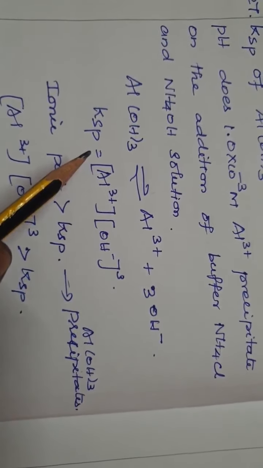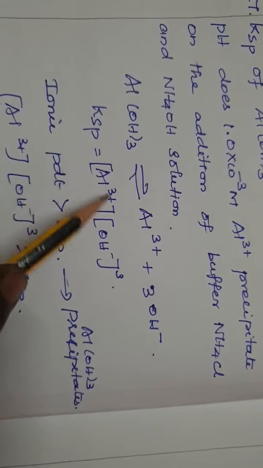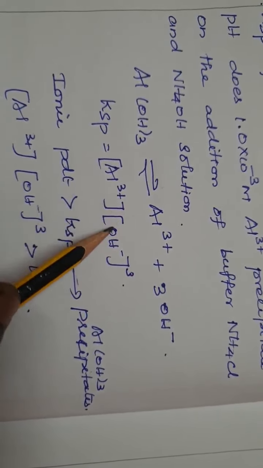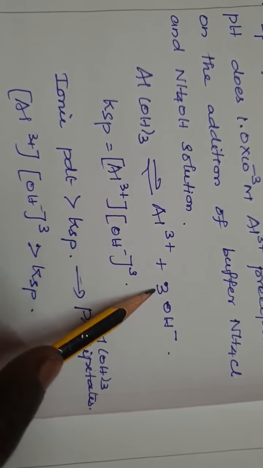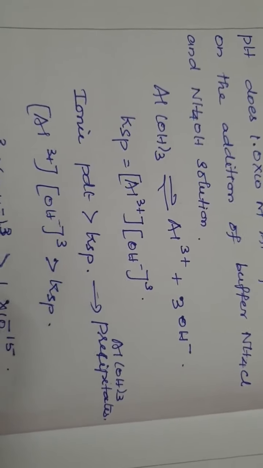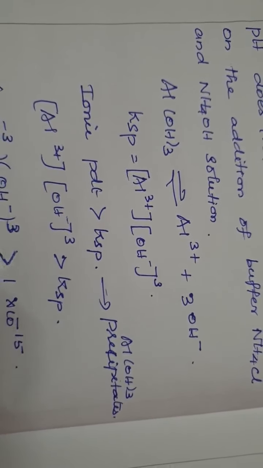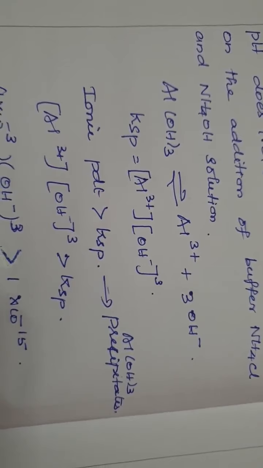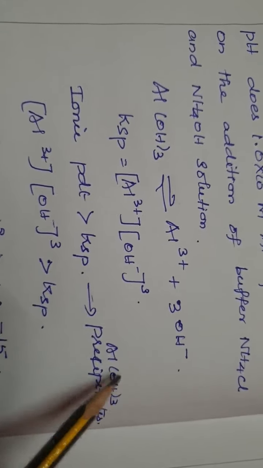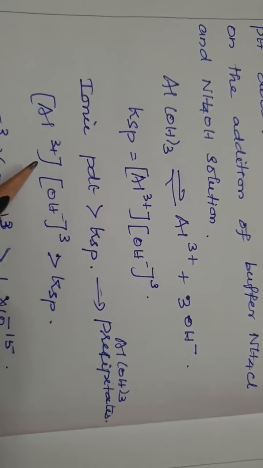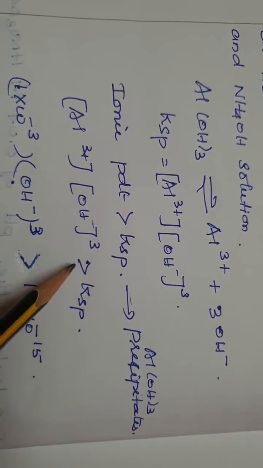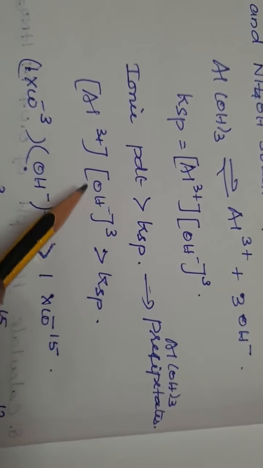Then what is the solubility product? Solubility product is equal to the product of the concentrations of the products. So Al3 plus into OH minus, the 3 should be written in the power. Then what is the condition for precipitation? Ionic product is greater than KSP. If the ionic product is greater than the solubility product, the aluminum hydroxide will precipitate. This is the condition. So find out the ionic product. Al3 plus into OH minus the whole power 3 is greater than KSP, so we have to calculate this value.